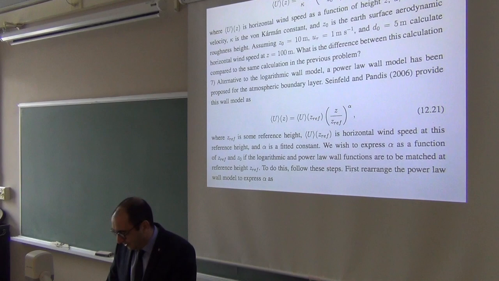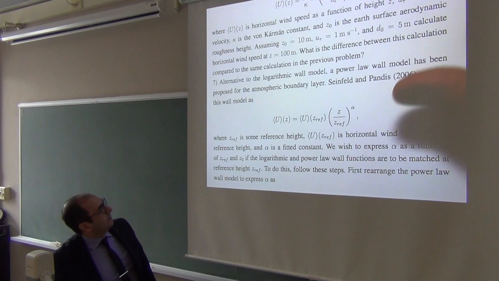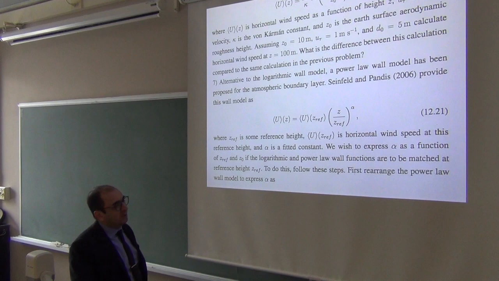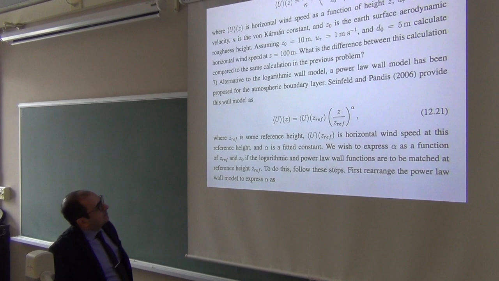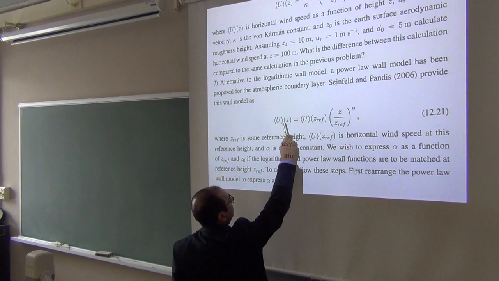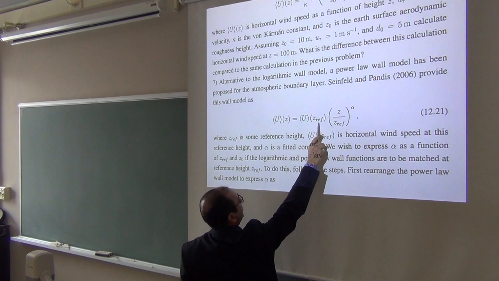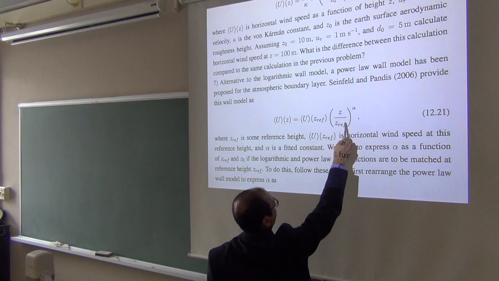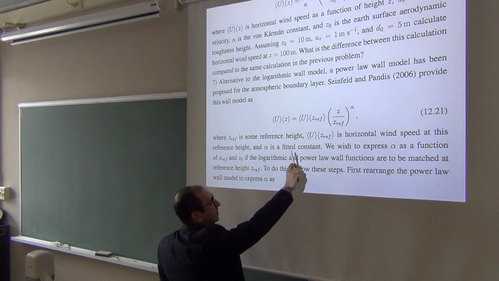Number 7. We said, as an alternative to the logarithmic wall model, you can also use a power law wall model, especially for applications in atmospheric boundary layers or oceanography and things like that. So Seinfeld and Pandis provide an example that, let's say, the ensemble mean velocity at some height above the wall or the Earth's surface, the atmosphere, is the velocity at some reference point, most often taken at 10 meters above the surface, times a power law. So you take any height, divide by the reference height, 10 meters, and raise it to the power alpha. So z ref is some reference height, and u at z ref is some reference velocity.